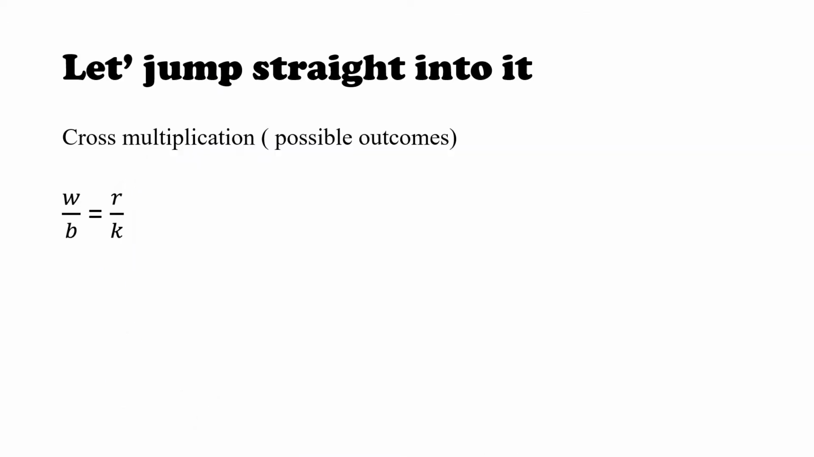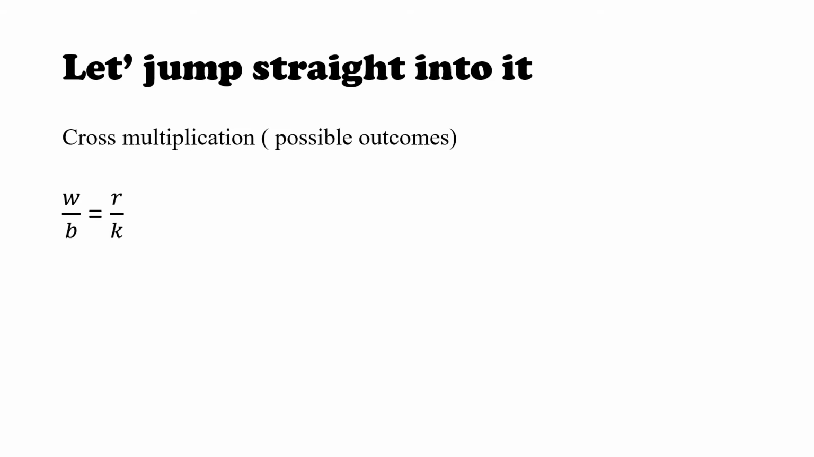So here we have an algebraic example, cross multiplication. We're going to look at all the possible outcomes. Here we have W over B is equal to R over K, cross multiplication. So let's look at the options. When cross multiplying, by the way, remember, the subject of the formula must have three things. It must be positive, it must stand alone, and it must be in the numerator. That should always be our guiding principle when finding the subject.